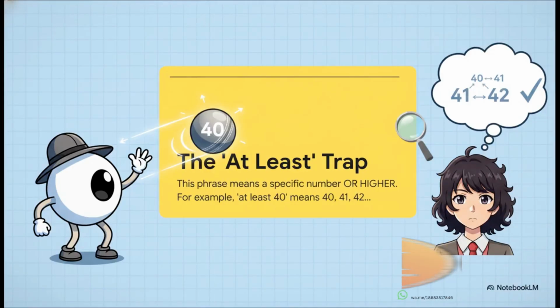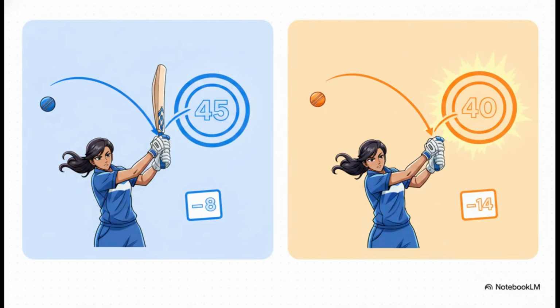But you've got to watch out for the googly the examiner loves to bowl. It's the phrase at least. This is the trap. It sounds like more than, but it's critically different. At least 40 means a score of 40 or higher. It includes the number 40. And this shows the difference in execution perfectly. The method is the same, but the target number is different.